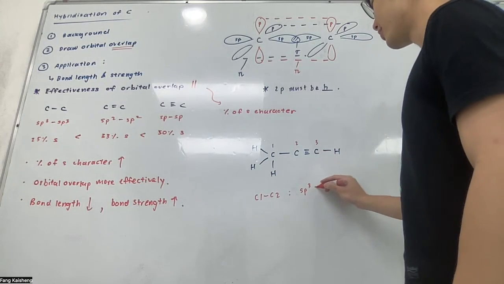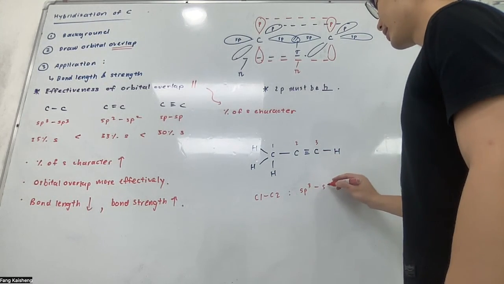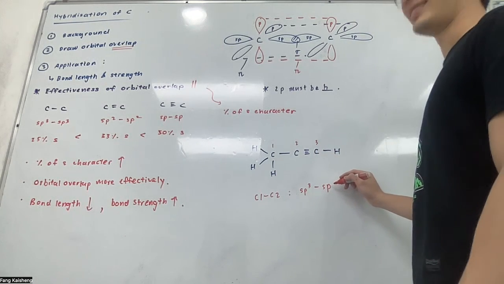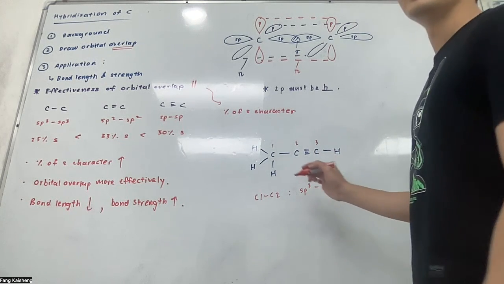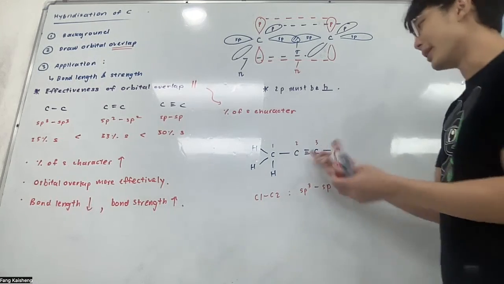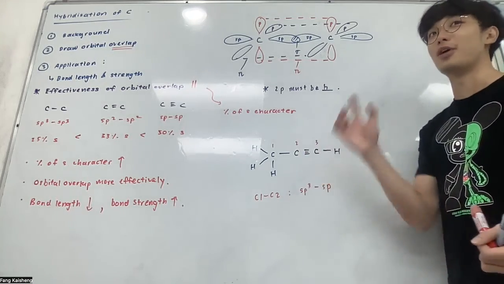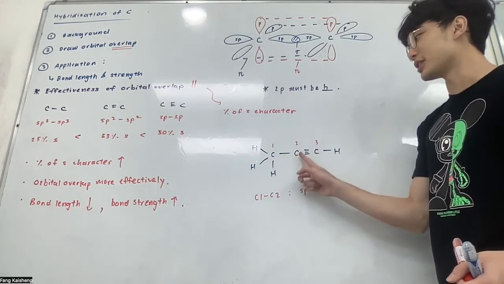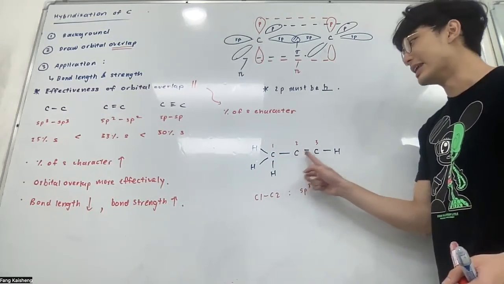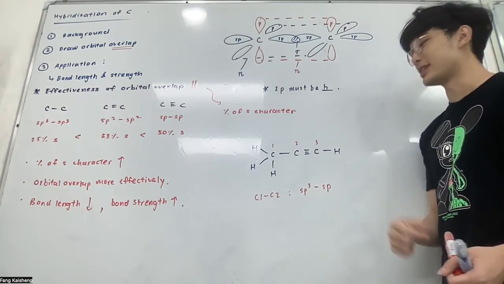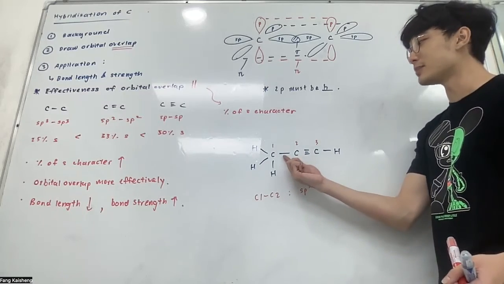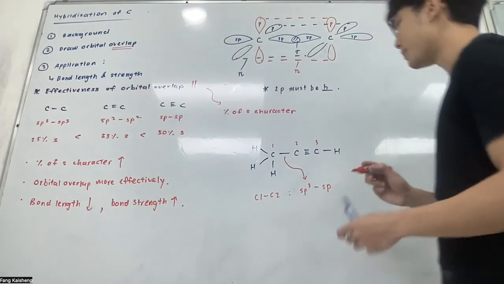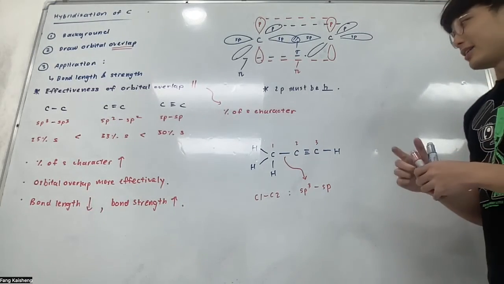sp3 overlapping with... okay, you look at the carbon, look at what's around it. What's the shape of that carbon? What's the shape of this carbon? Let's try here. What's the shape of this carbon? Yeah, linear. So that's the answer. So it is possible, right? This particular bond over here is sp3, sp hybridized.